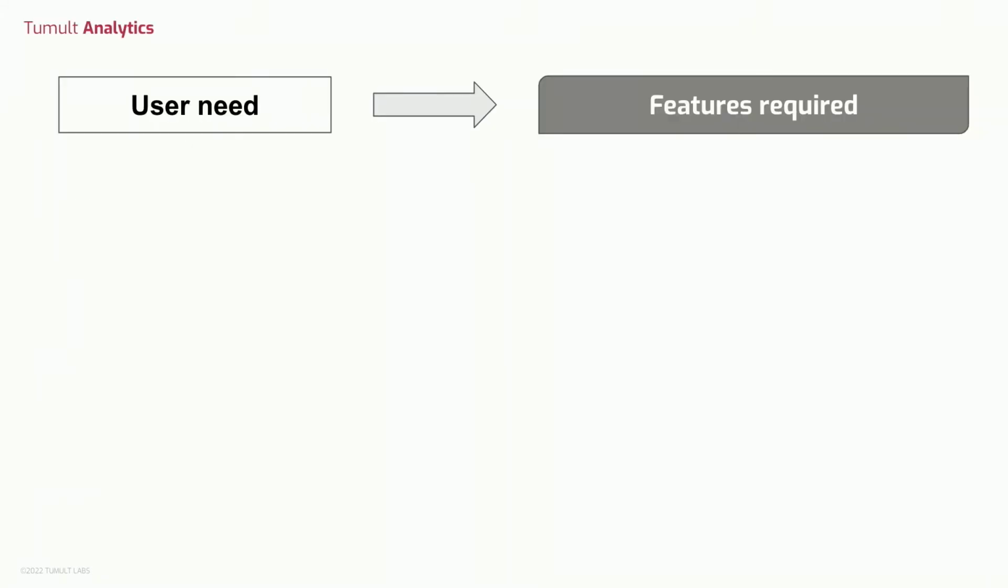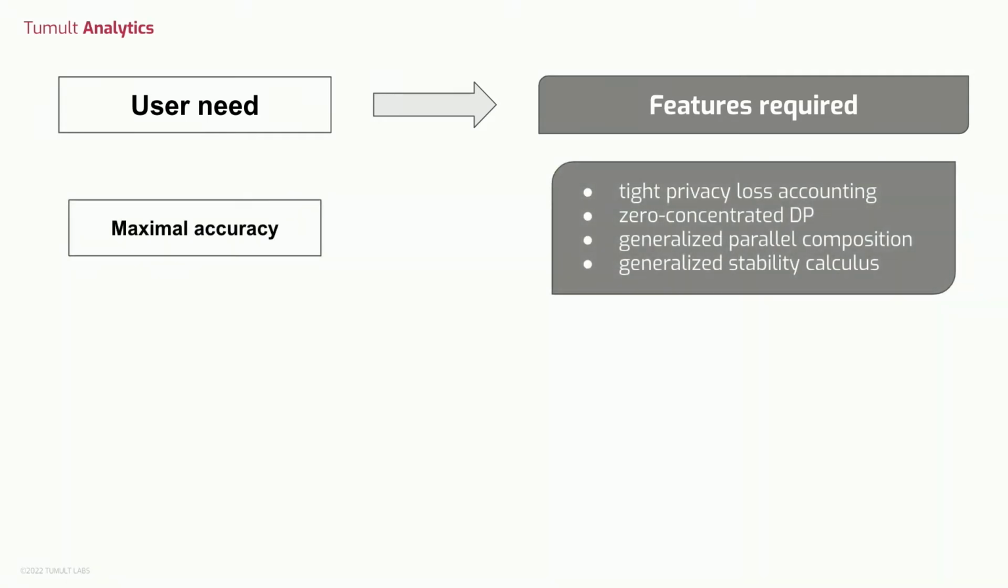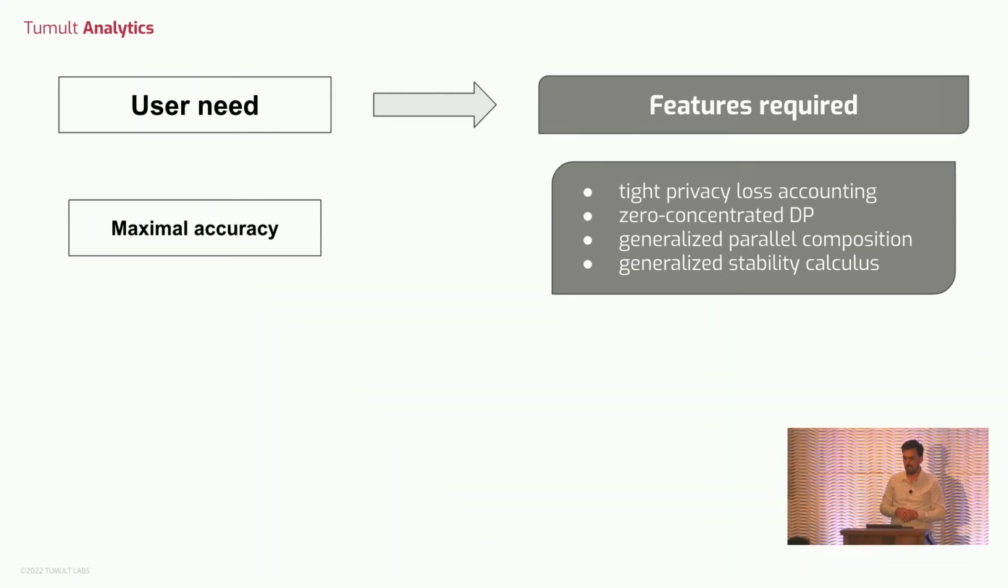So that was a simple example. Of course, real-world use cases are often more complex, and our platform has evolved rapidly to support the needs of our users. I can categorize those needs into 3 broad themes. First, users want to add the minimal amount of noise to ensure privacy. And to minimize the noise, you often have to do careful privacy accounting behind the scenes, and so we've added some features to support that.